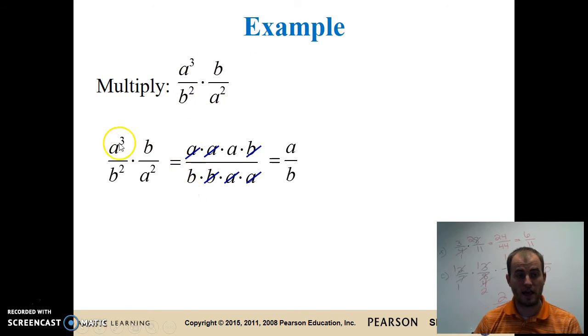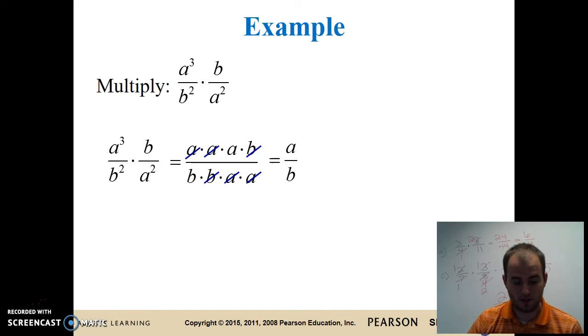Okay, so if you're left with letters, write them out to what they look like so you can cross off the common factors. Remember, a divided by a is 1, because 2 divided by 2, or 3 divided by 3, or 4 divided by 4 is 1. Remember, that's one of the division properties we've talked about.